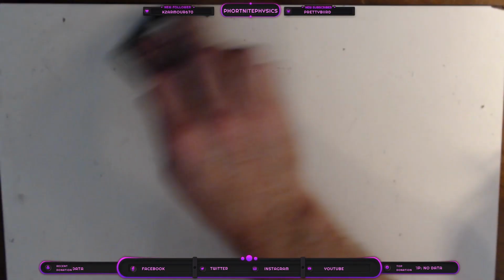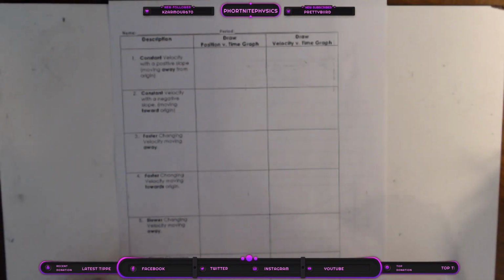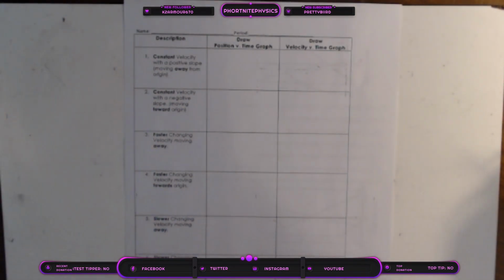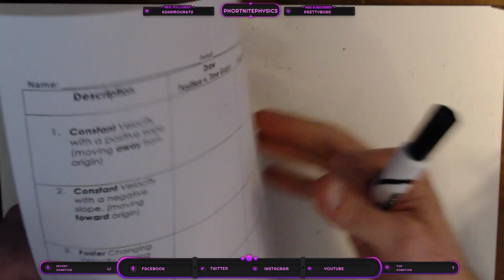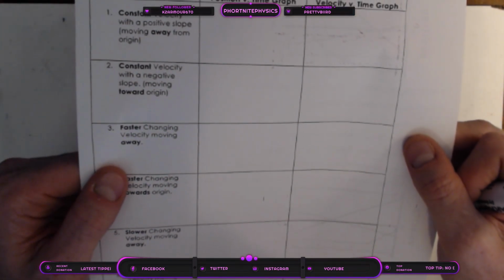Now the graphing continues to be a source of consternation for my students, but let's go ahead and just work through some graphs together, okay? All right, so very first one, a constant velocity with a positive slope moving away from the origin.